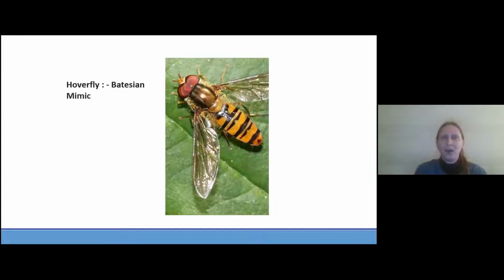This, however, is a hoverfly. It's not a bee or a wasp, it's only got one pair of wings, it's a dipteran, and it's completely harmless. It doesn't sting, it's not toxic, but it still shows this yellow and black coloration.